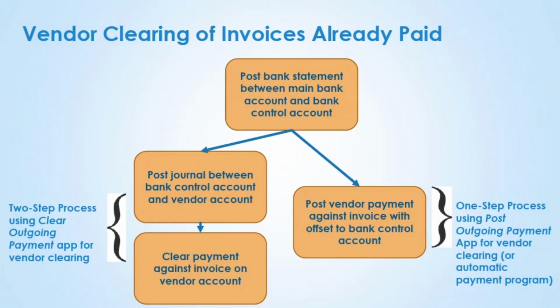Automatic payments update the vendor and the bank control automatically, but sometimes a separate department might be responsible for the posting of the manual payments to the supplier account for accounts payable to process the clearing in a separate step. In other cases, accounts payable may be responsible for the posting between the bank controller and the supplier, in which case the clearing of the supplier can be made at the same time as the posting in a single step.